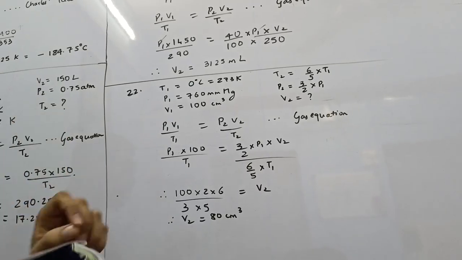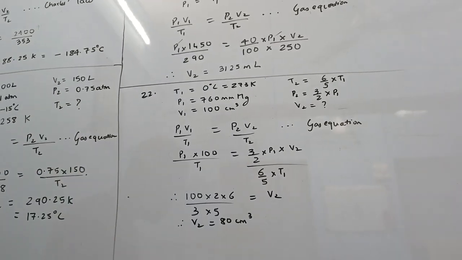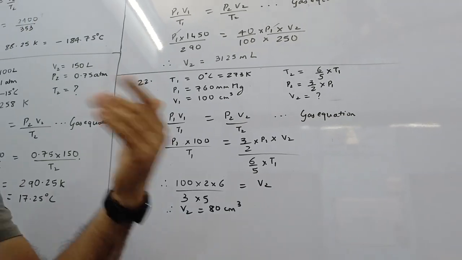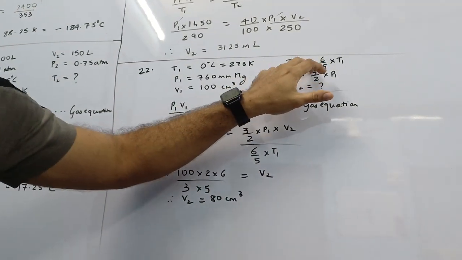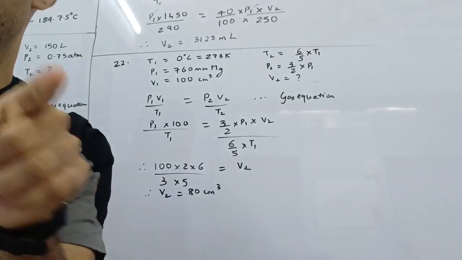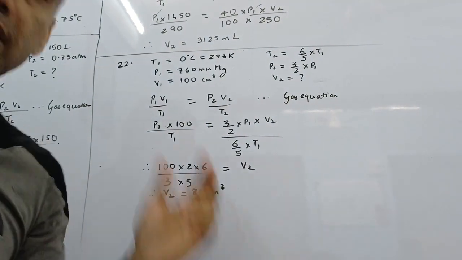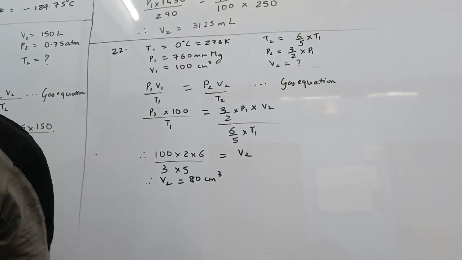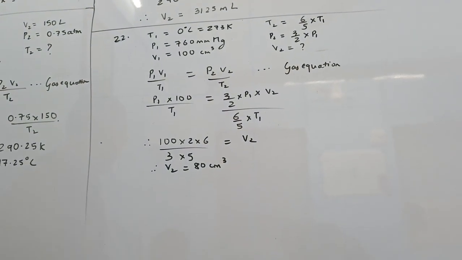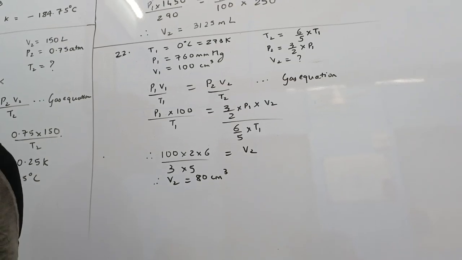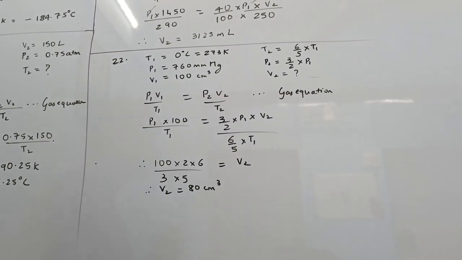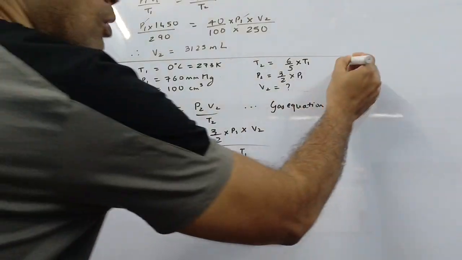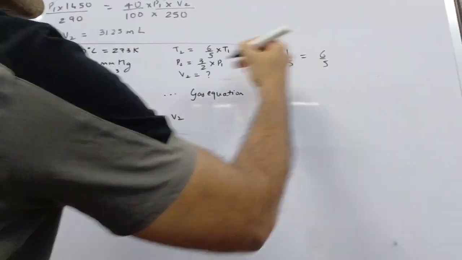But now the Kelvin temperature is increased by 1/5. If it is increased by 1/5, can I say that the new temperature is 6/5 of T1? That is 1 plus 1/5. If you do LCM, it is 6/5. You can show all those steps, but I did it mentally. If it was decreased by 1/5, then what would the new temperature be? 4/5. But if it is increased by 1/5, it will be 6/5. If it was increased by 1/3, it would have been 4/3. 1 plus 1/5 is 6/5.